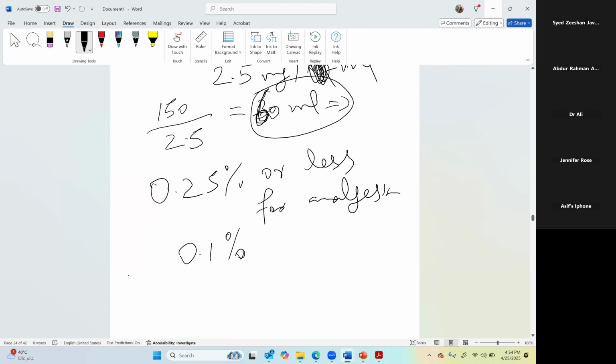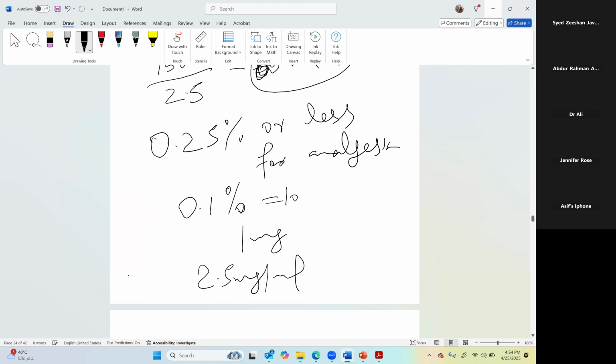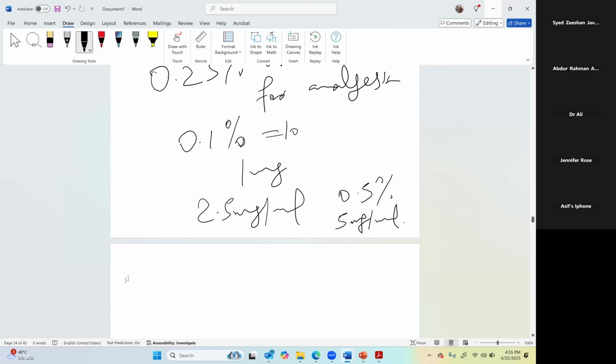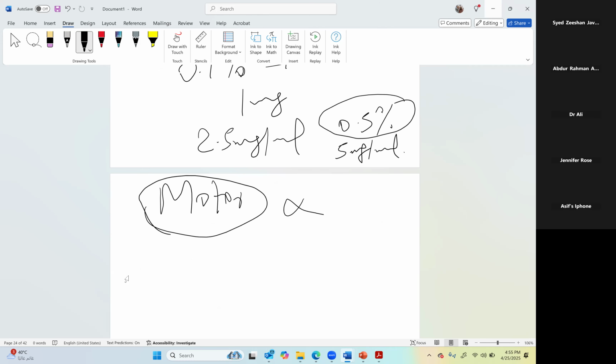Just to recall, any percentage multiplied by 10 gives milligram per ml. So 0.1% is equal to 1 milligram per ml, 0.25% is equal to 2.5 milligram per ml, and another available concentration is 0.5%, which is 5 milligram per ml. If you want a motor block, you need 0.5%, because the alpha fibers for motor nerves are big and will not be blocked unless you give 0.5% concentration. So for surgical anesthesia, you need 0.5%. For analgesia, you can use 0.25% or less.